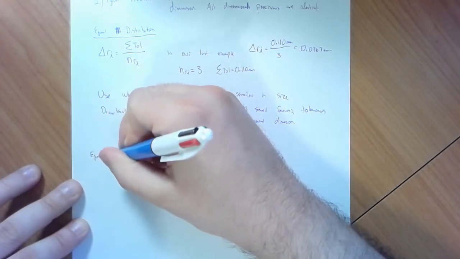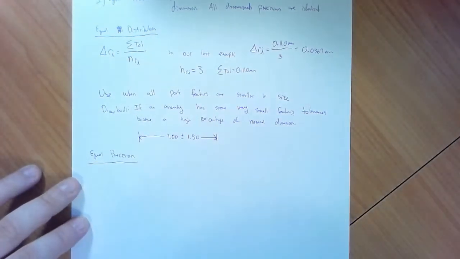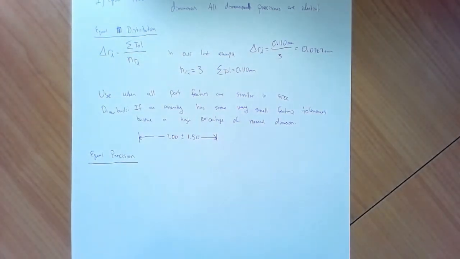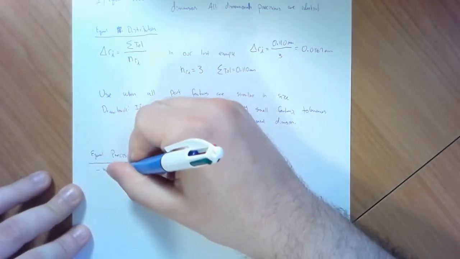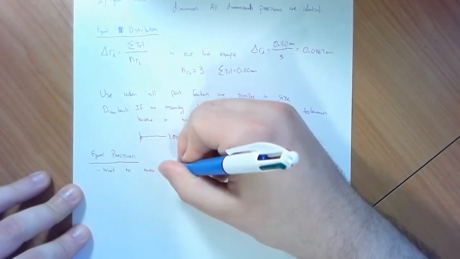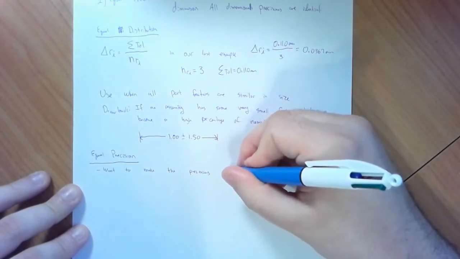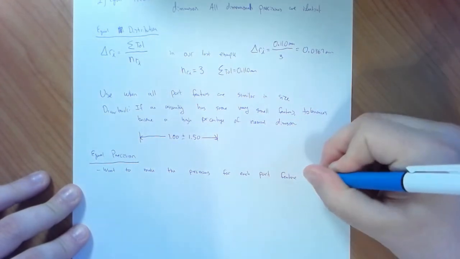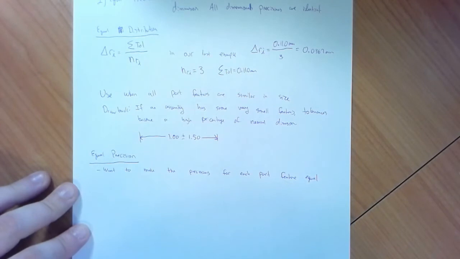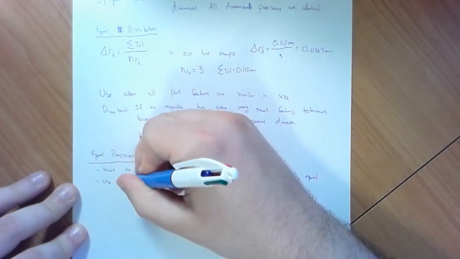So the other approach is called equal precision. The idea behind equal precision is that instead of making the tolerances equal, you want to make the precisions for each part feature equal. Okay, and you would use this when features of an assembly differ in size at least by an order of magnitude.